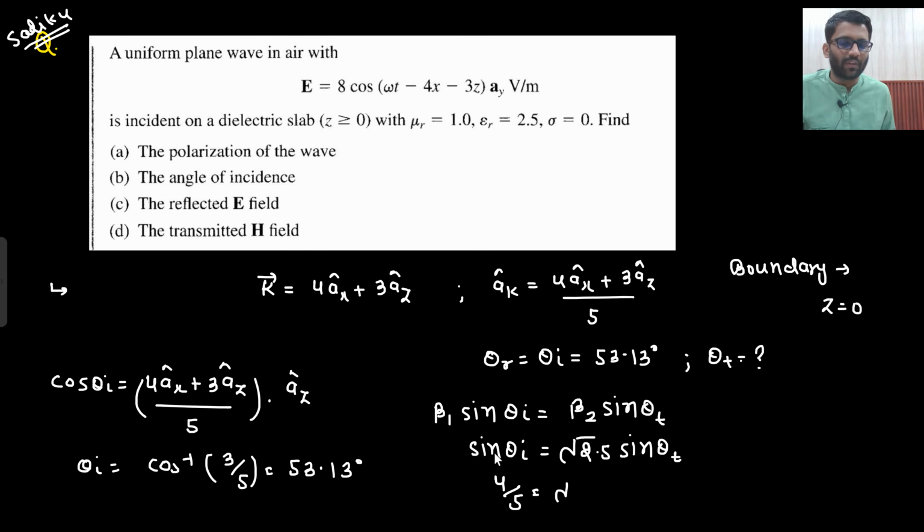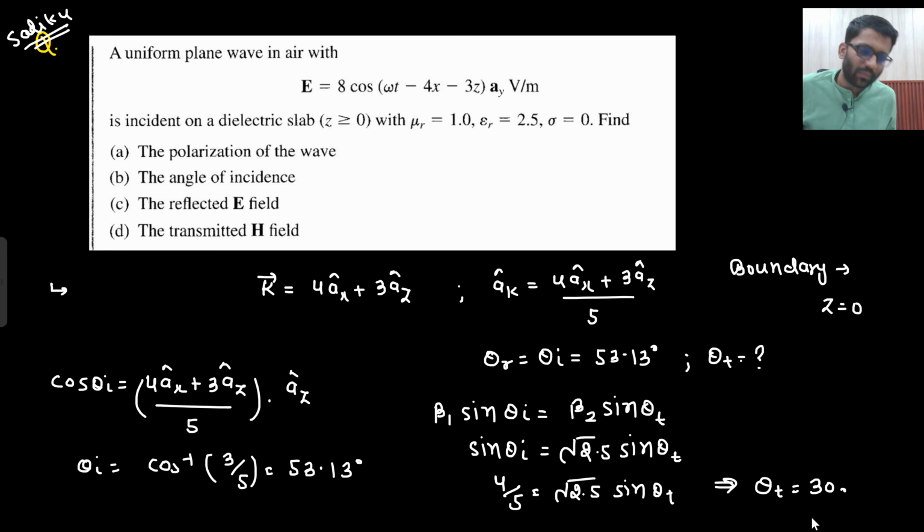So it would be coming 4 by 5, because sin 53 degree I know would be 4 by 5 only. And under root 2.5 sin theta t. So from here you can find the value of theta t, and that would come out to be 30.39 degree as far as I remember. Since this is from Sadiku only, I am just copying the final answer. So this is the transmission angle we have got.